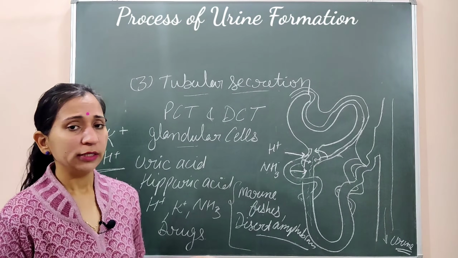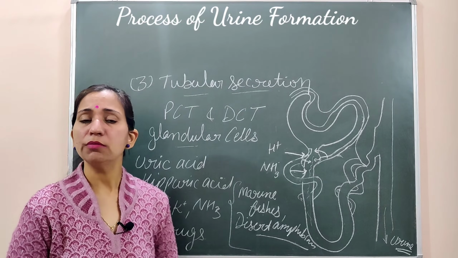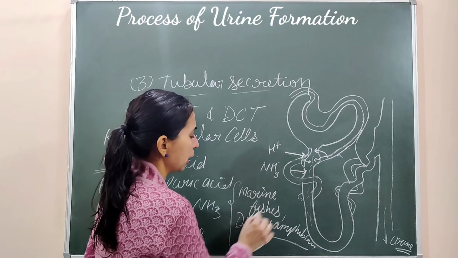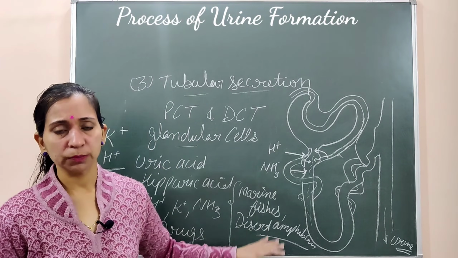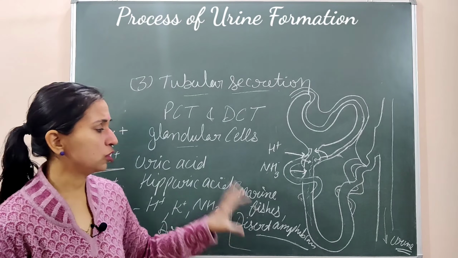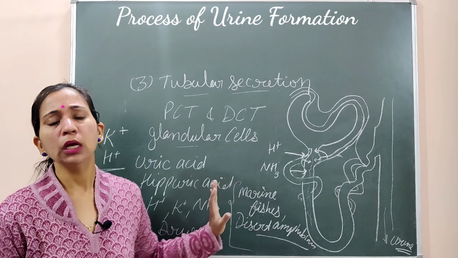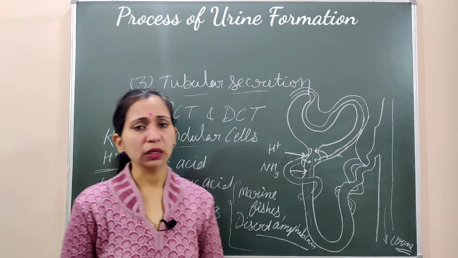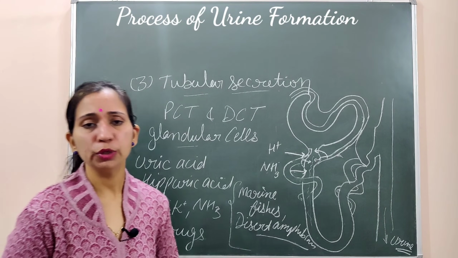This process does not have much importance in the mammalian kidney, whereas it is important in the case of marine fishes and desert animals, amphibians, where they lack the glomerulus. So tubular secretion is the main process of urine formation in these animals only. That's all about the process of urine formation. In the coming videos, we will discuss the composition of urine.